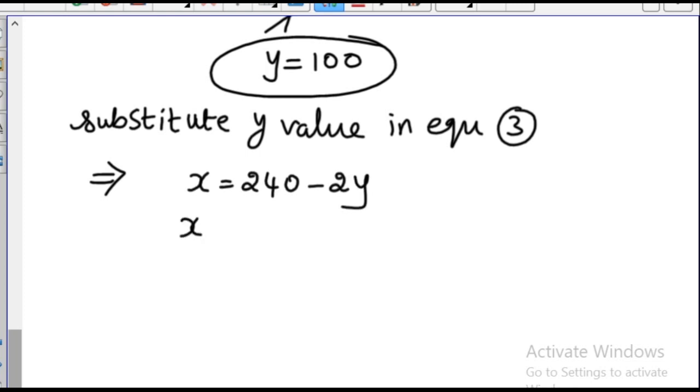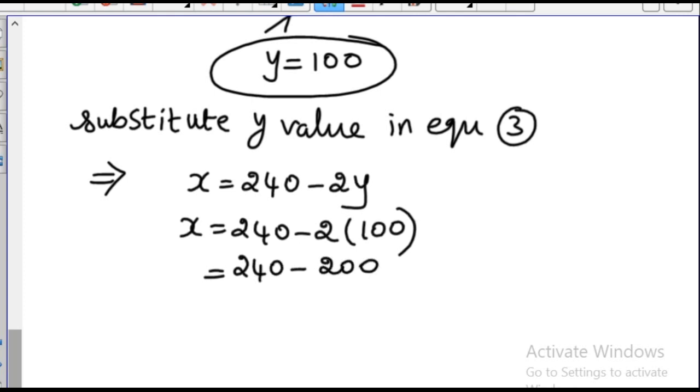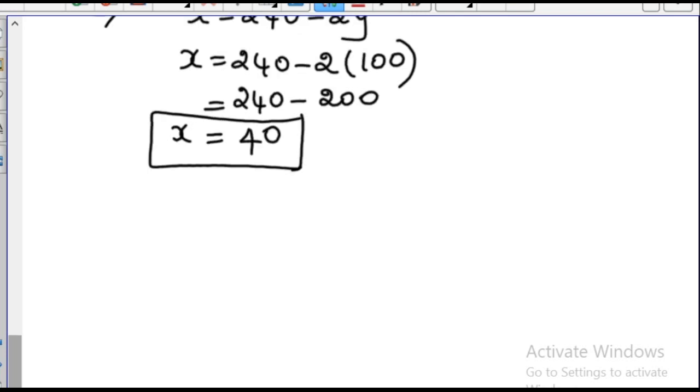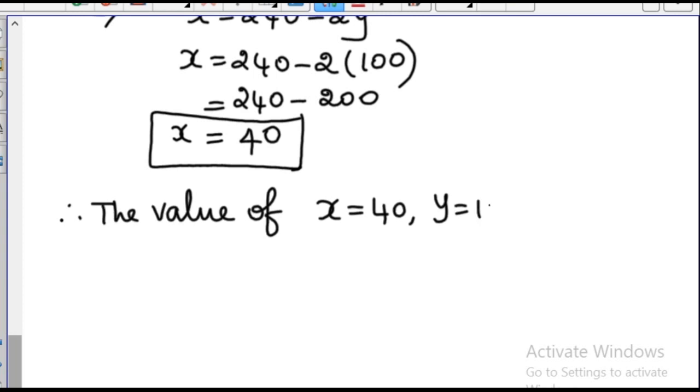So what is that? X is equal to 240 minus 2 into y, which is equal to 100. So if you multiply, you will get 200. So 240 minus 200, that is equal to 40. Okay, so therefore x is equal to 40. Therefore the value of x is equal to 40 and y is equal to 100.